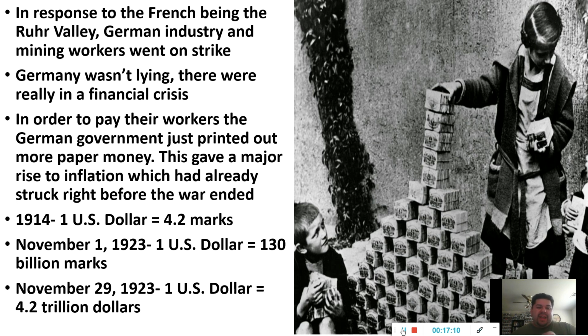So, in order to pay their workers, the German government said, you know what, we don't really have enough money. And this is a problem that I hear a lot of people talk about. They say, oh, well, if we don't have enough money, just print more money. That will solve everything. No, guys, that does not solve everything. That actually hurts you more. That hurts your nation's economy. In our economy right now, the worst thing you can do is basically print more money.